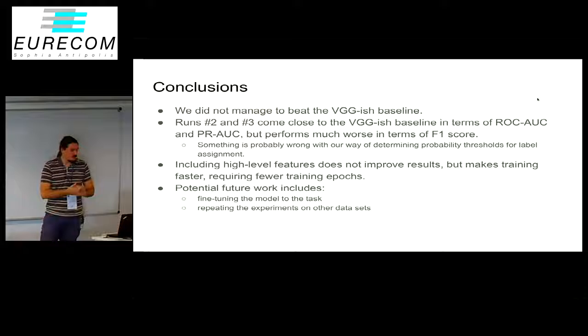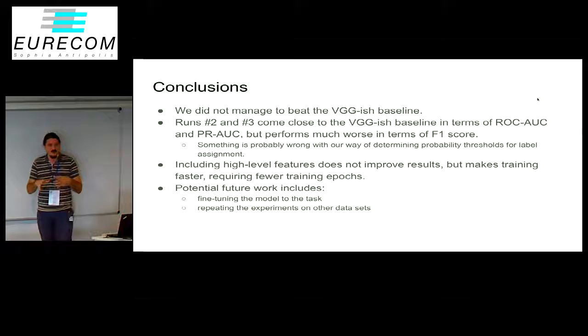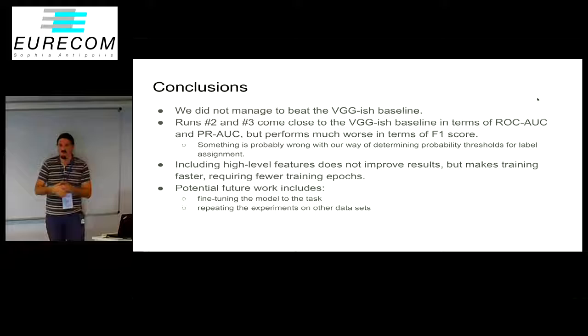What would also very much interest me is repeating the experiments on different data sets, because the Jamendo data set is kind of special. It's quite focused on indie music, not at all mainstream. I'd be very interested in seeing how well our approach works on a more mainstream data set that has more of the music they play on the radio.